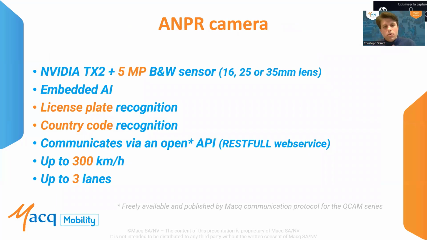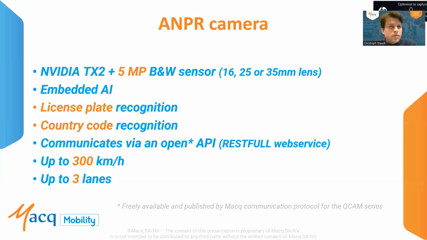Now, when it comes to the ANPR camera, our ANPR camera is based on the NVIDIA TX2 processor platform, which is specially designed by NVIDIA for AI applications. Our sensor is a 5 megapixel black and white sensor for the ANPR part, where you can also choose the different focal length, 16, 25, or 35 millimeters. As I said, all the recognition algorithms are based on AI, and embedded in the camera.